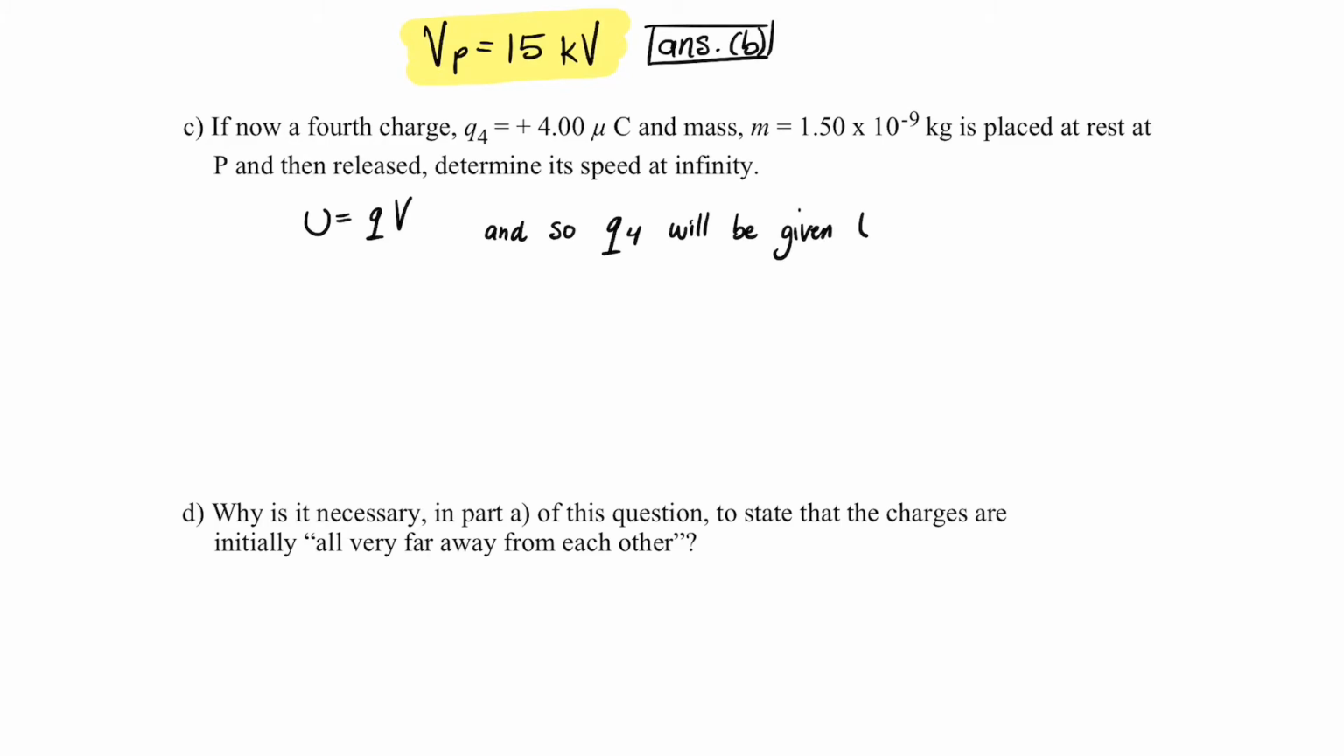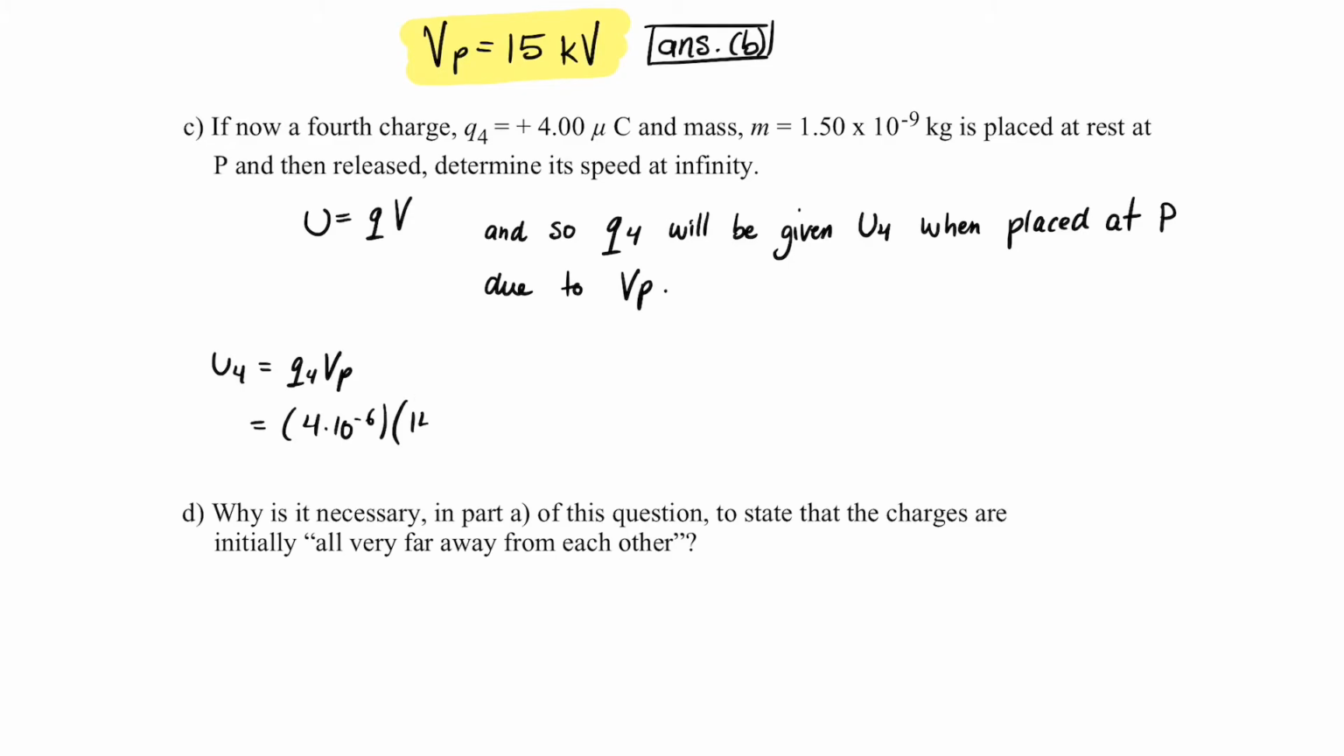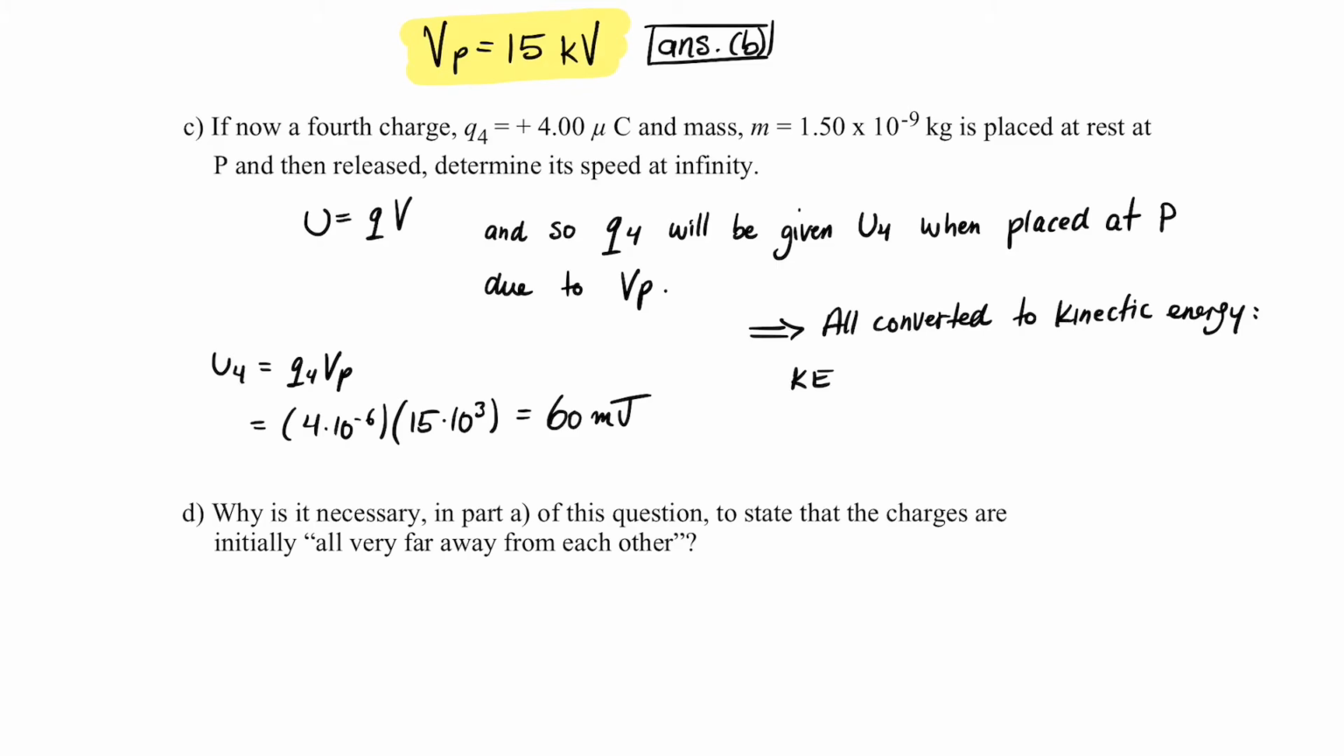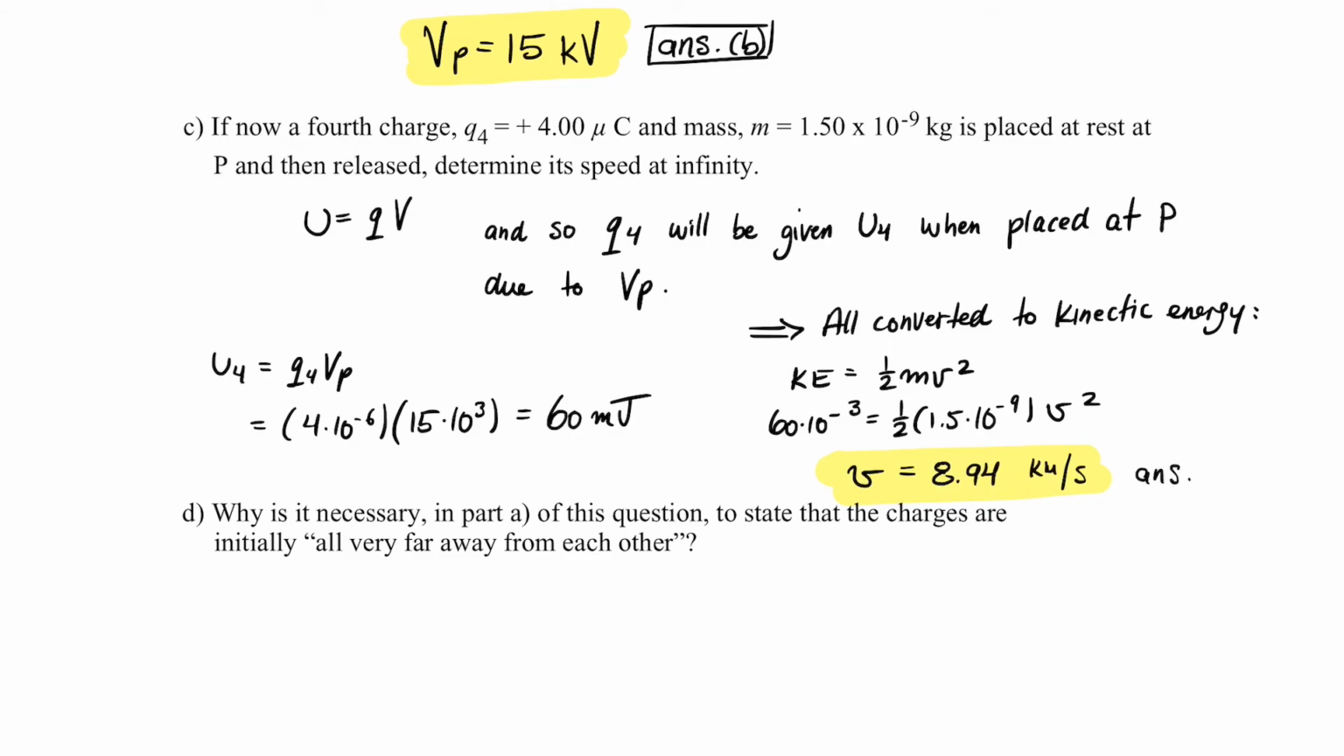And so in the third part of the question, already knowing that point P has 15 kilovolts of potential, placing a 4 microcoulomb charge there will give it potential energy. If we then convert all of this stored potential energy in the charge into kinetic motion, we can use 1/2 mv squared to determine what its final velocity will be when it has converted all of that stored potential into kinetic energy. So when the fourth charged particle is placed at point P and it then has 60 millijoules of potential energy stored in it, converting this into motion, it ends up with a final velocity of 8.94 kilometers per second.